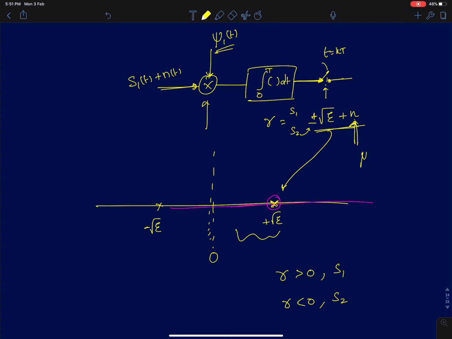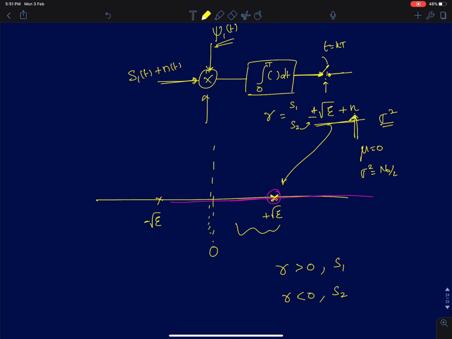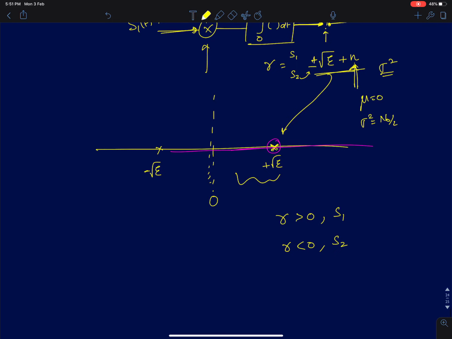Now what we discussed a few moments ago is that the noise variable has 0 mean and a variance given by N0 by 2. I'll simply call sigma square the variance right now. Then what I'm going to receive will actually be spread like this. I'm actually drawing the probability density function for the received signal.